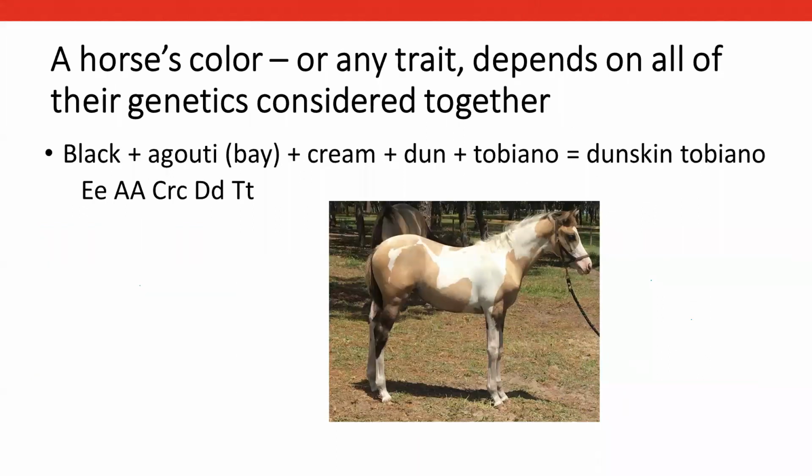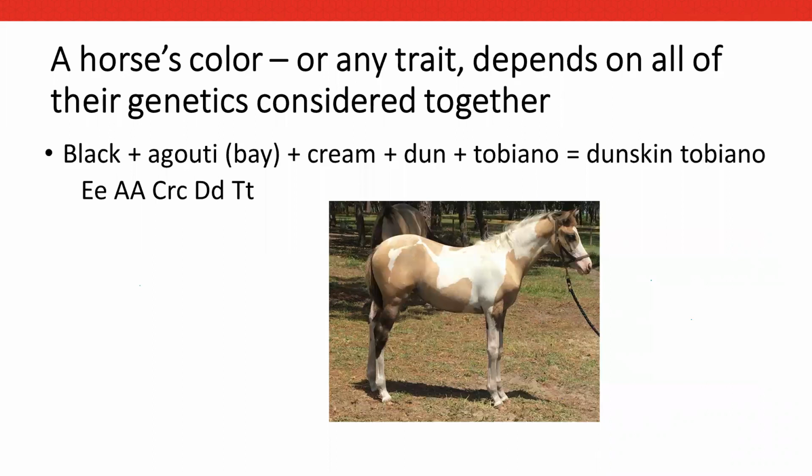So horse color, like I said, is usually a fun example to start thinking about genetics. A horse's color, or any trait, depends upon a combination of all those genetics considered together. And horse color is one example of how it can get complicated pretty quickly.